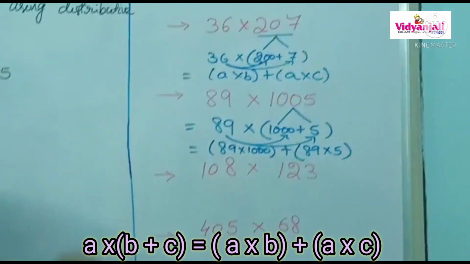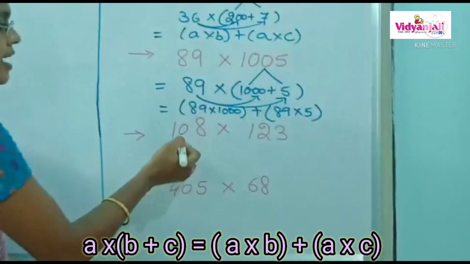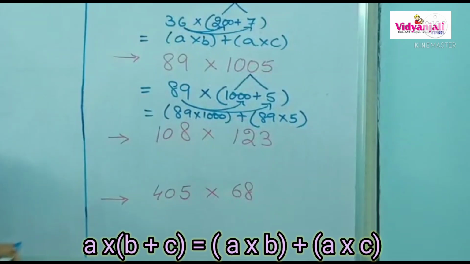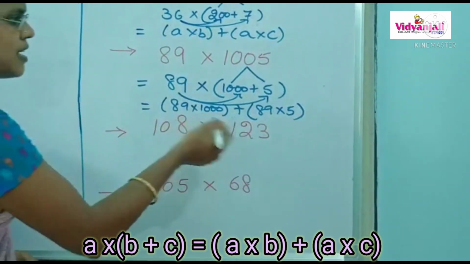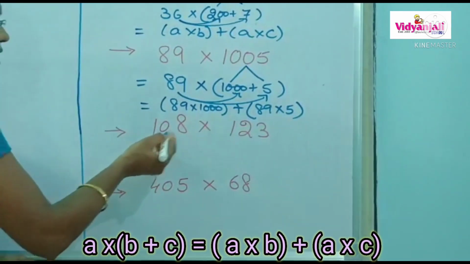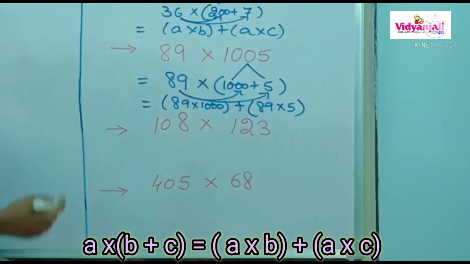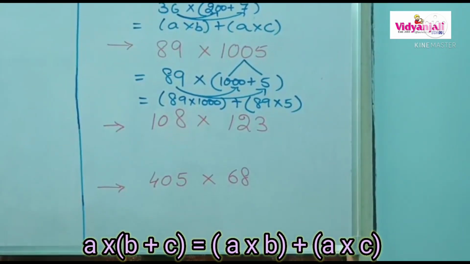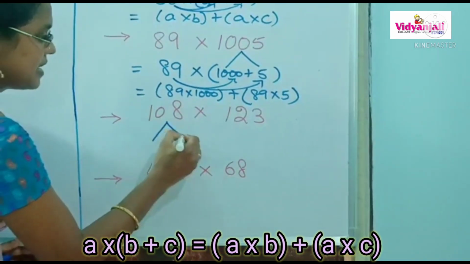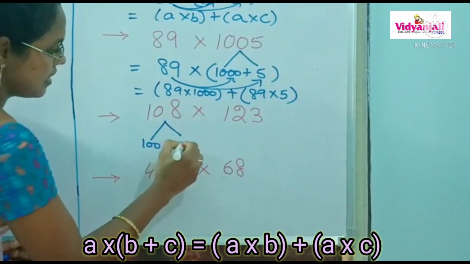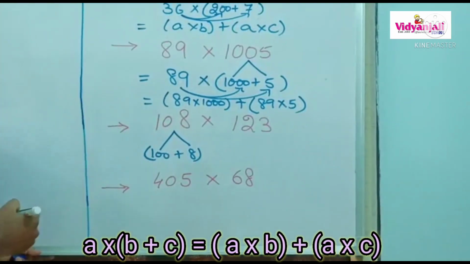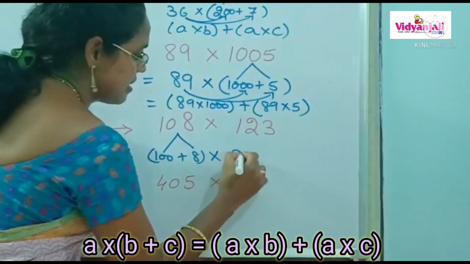Now, let's try one more. Here we have 108 into 123. Check out which number is easy to split, 108 or 123. Yes, 108 we can split easily. How can we split? 108 can be split as 100 plus 8. This 123 will be as it is.